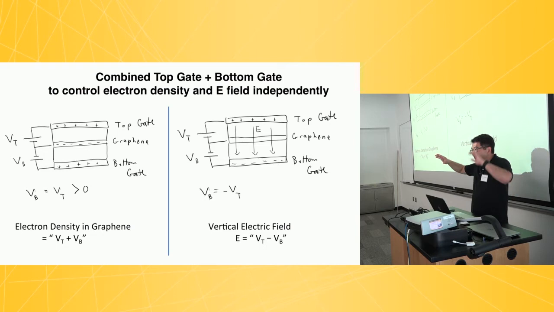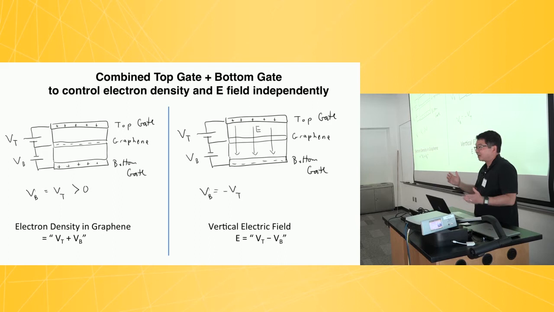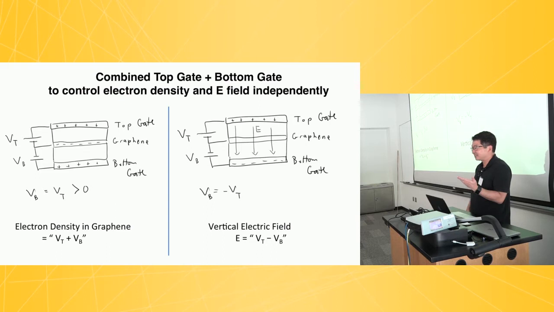If you did it in bilayer graphene, you can actually open up gaps. And it turns out you can even control the spin properties, which is really interesting. So we'll put it on the archive within a week.